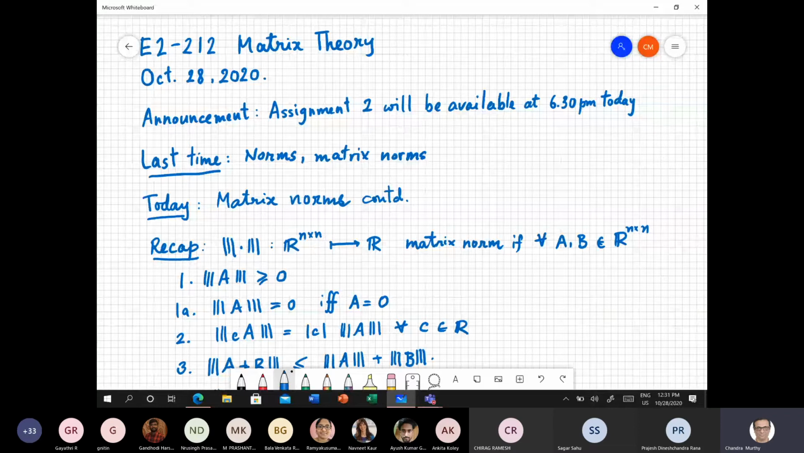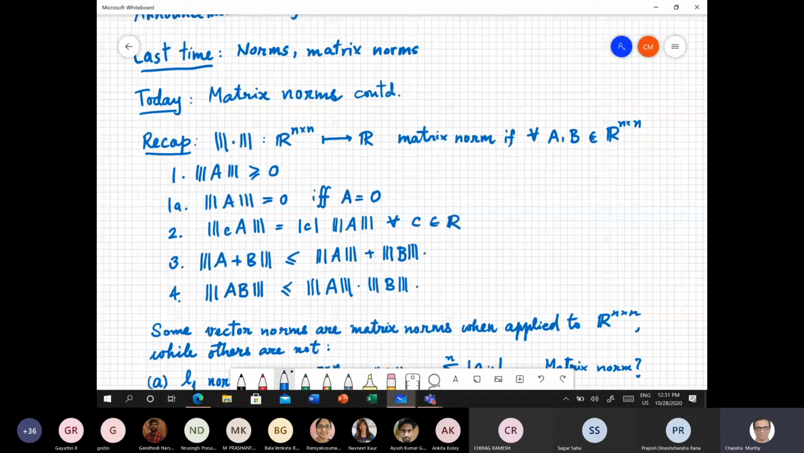So the last time we were discussing norms and matrix norms in particular. Today we'll continue our discussion on matrix norms. Just to recall, a matrix norm is a mapping from the space of square matrices R to the n cross n to the real number line R.